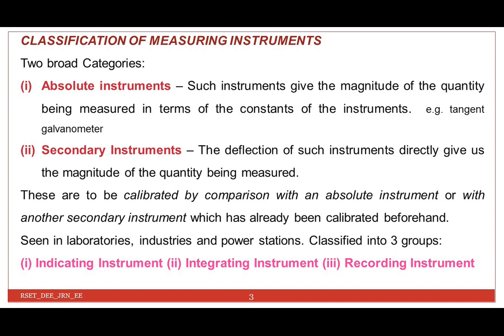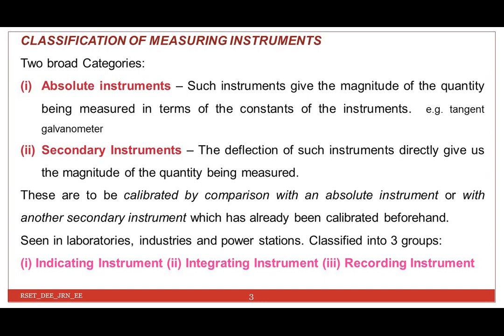So, classification of measuring instruments. Actually, it is classified into two broad categories: absolute instruments and secondary instruments. Absolute instruments give the magnitude of the quantity being measured in terms of constants of the instrument. Typical example, tangent galvanometer, which you have studied in your school days.